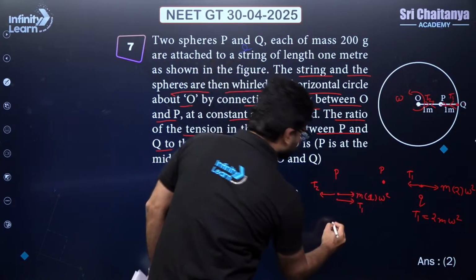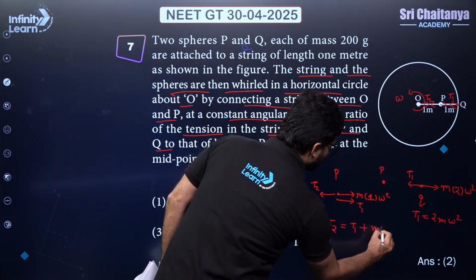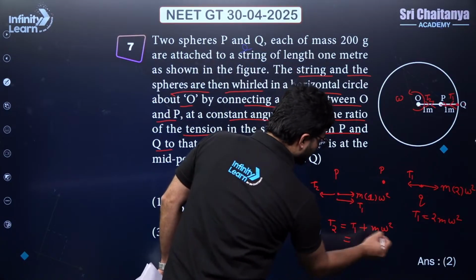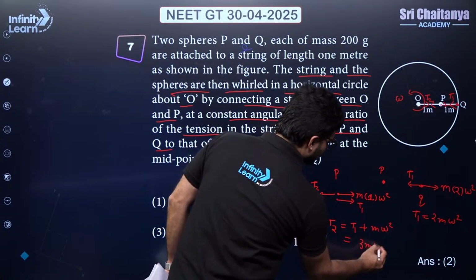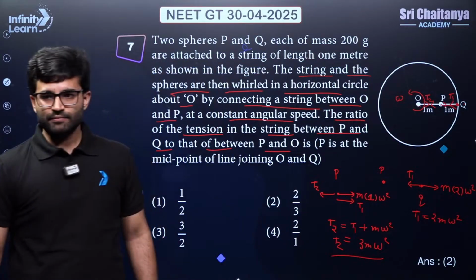So we will write again this equation. T2 is equal to T1 plus m omega square and we already know what is T1. T1 is 2m omega square. So you put 2m, you will get 3m omega square. That is T2. Now you take the ratio of T2 and T1, right?